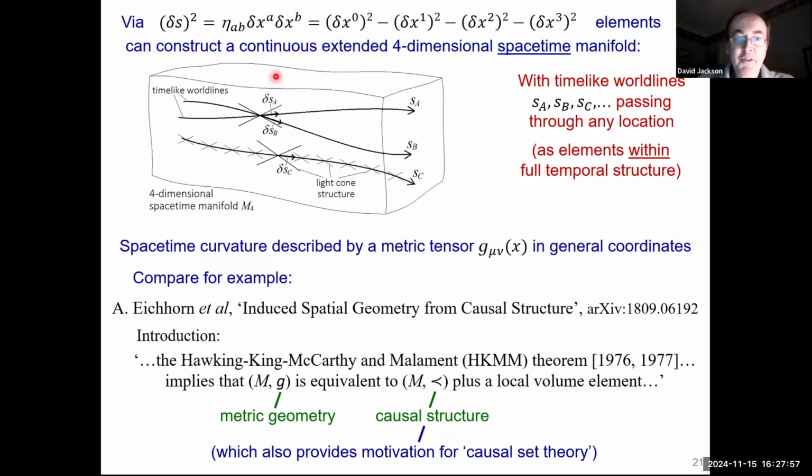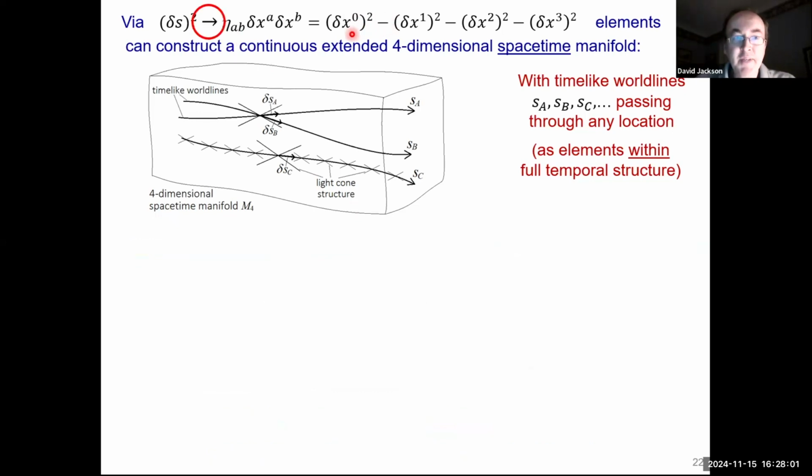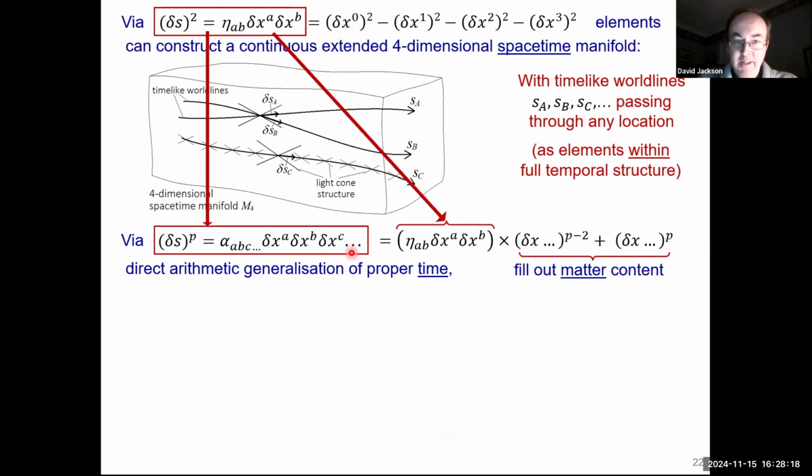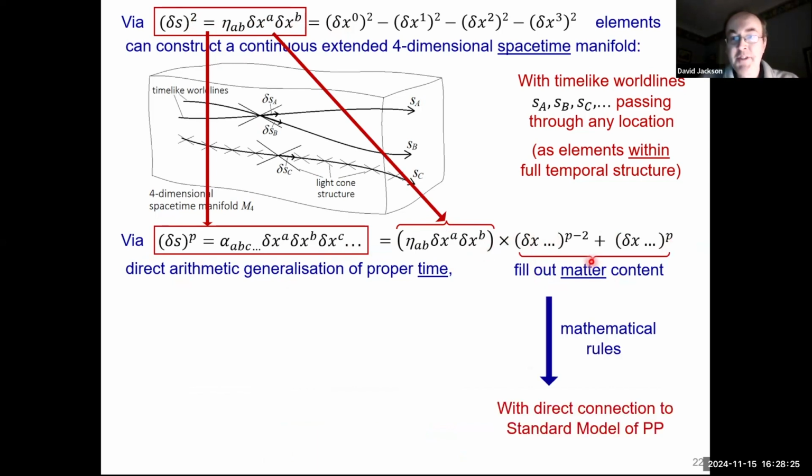Here we're getting the full space-time structure by opening out these elements of time. And you might ask, well, what's the advantage of thinking of it this way, thinking of these things as being elements of time expressed in space-time? And the advantage is that once we're thinking of this as an expression for time, there's nothing to stop us generalizing this, going to the generalized expression for proper time, from which we can embed our four-dimensional space-time part plus fill out this matter content from the first part of the talk. And as I showed in the first part of the talk, the mathematical rules that this implies lead to direct connections with the standard model of particle physics.